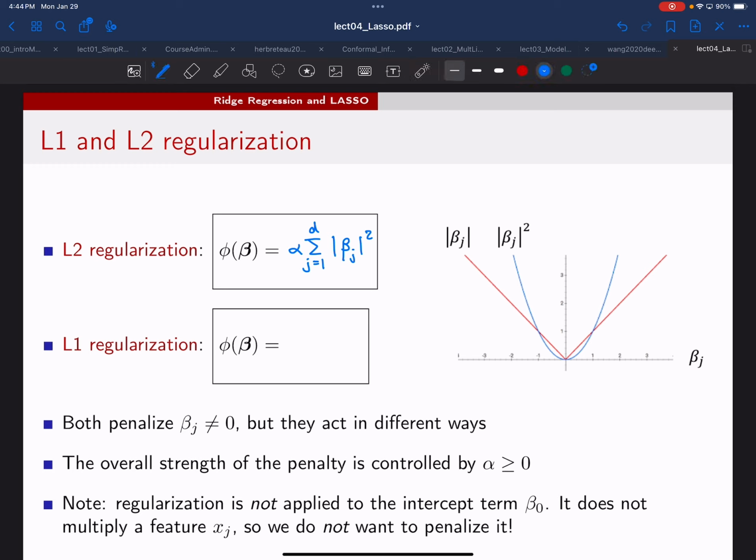The other option is very similar, but instead of the sum of squares, we'll do the sum of the absolute values. And that is called L1 regularization. Okay, and to get some insight into the differences between them, we have this picture on the right.